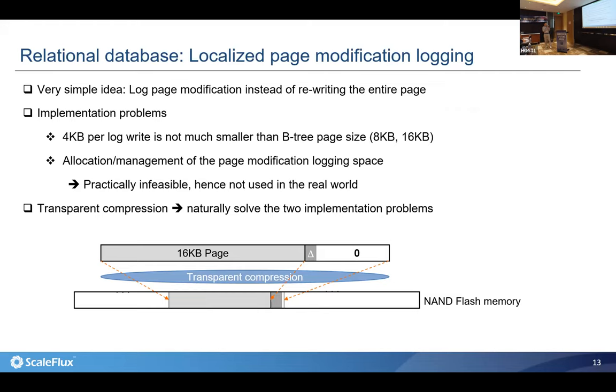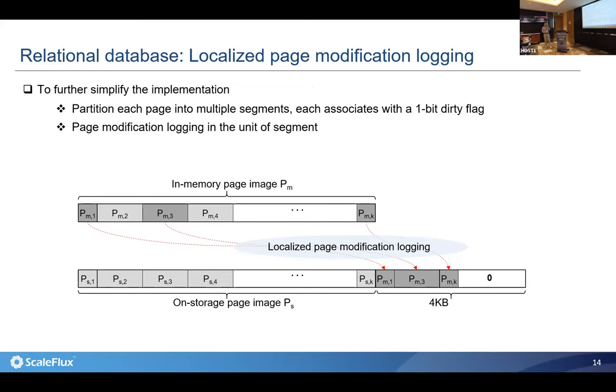To further simplify the implementation, we can partition each data page into multiple segments, and we only record the modified segments in the logging space. So suppose a data page is divided into K segments denoted as PM1 to PMK, and in one modification, the first, the third, and the last segment have been changed. So we only need to record PM1, PM3, and PMK in the logging space, and the left part in the logging space is padded with zero.